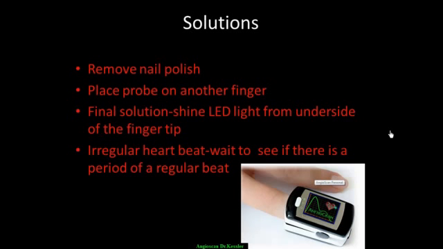And then if they have an irregular heartbeat, you might want to see if there is a period of a regular beat when you can get it. It's the same with the heart rate variability. You don't want to be doing readings if they have an irregular heartbeat.